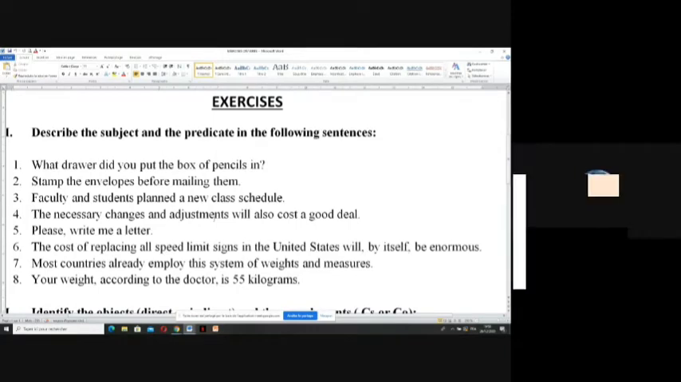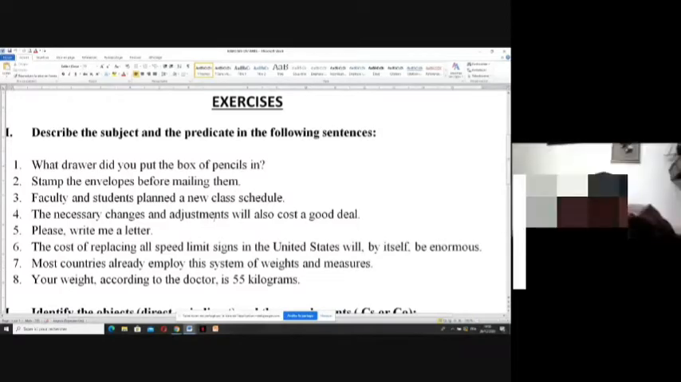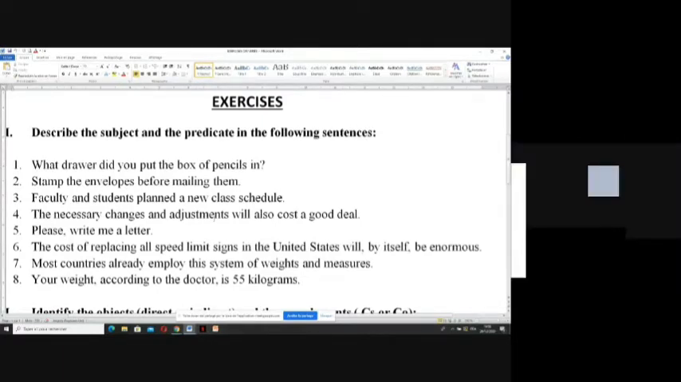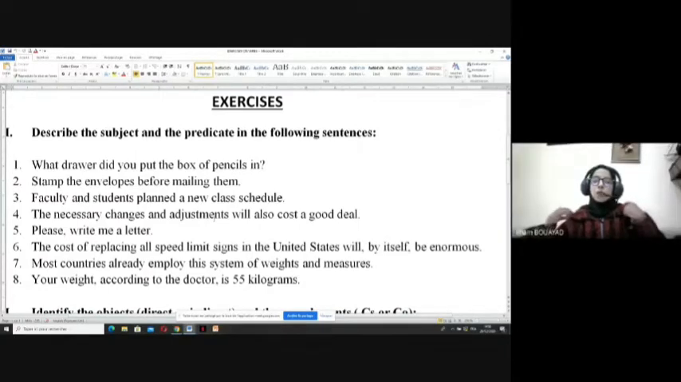Can I do it? Yes. Faculty and students plan the new class schedule. Faculty and students is the subject, and plan the new class schedule is the predicate. Good. So what type of subject do we have when I have faculty and students? This is a compound subject. Very good.